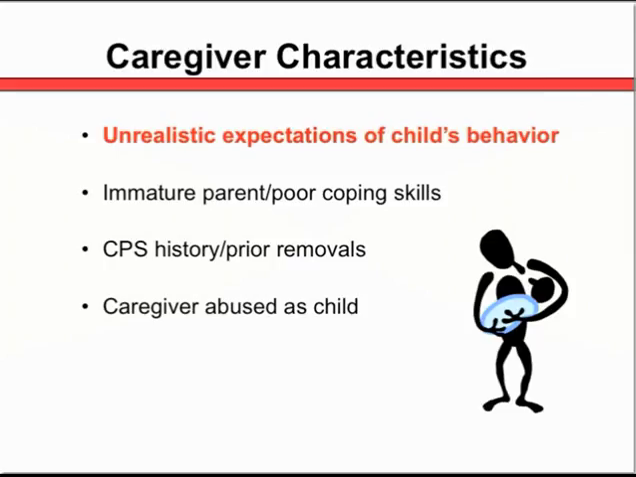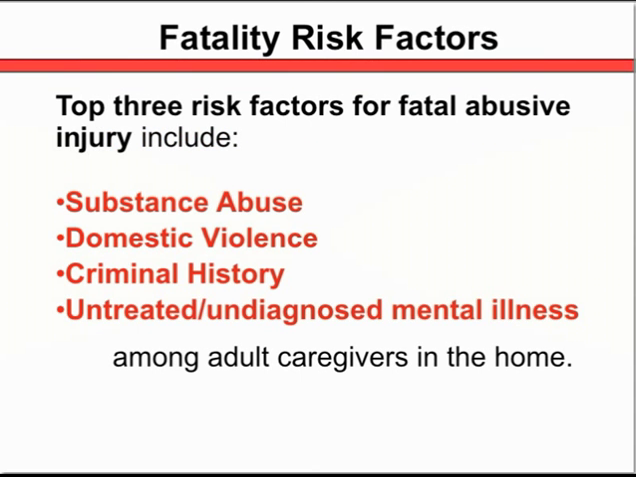Among the caregivers, one of the most common characteristics that we see in children who are victims of abusive head trauma is that their caregivers had unrealistic expectations of the child's behavior for their age and developmental ability. Immature parent and poor coping skills, a history of CPS or having had prior children removed from their care, or a caregiver who was abused themselves as a child. Fatality risk factors include substance abuse, domestic violence, criminal history, untreated and undiagnosed mental illness among adult caregivers in the home.